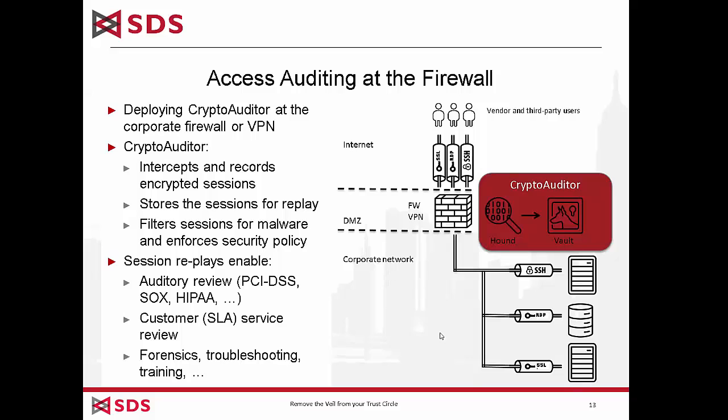The hound would then communicate with the vault, do all the integration checking. So this is where your multifactor, your authentication, your DLP, your SIEM, all of that type of stuff would occur. And then CryptoAuditor will re-encrypt the traffic, pass it back to the firewall, and then send it out on its way.